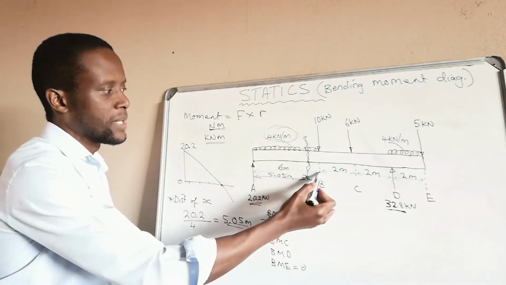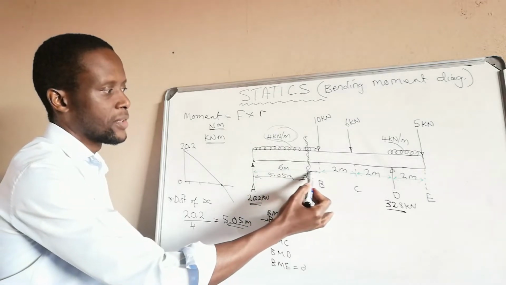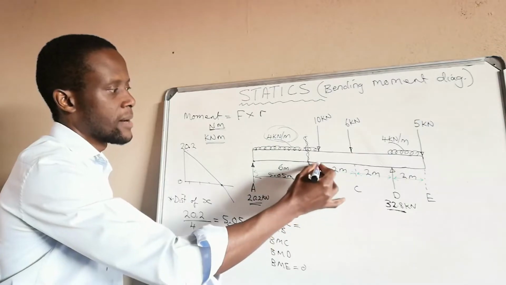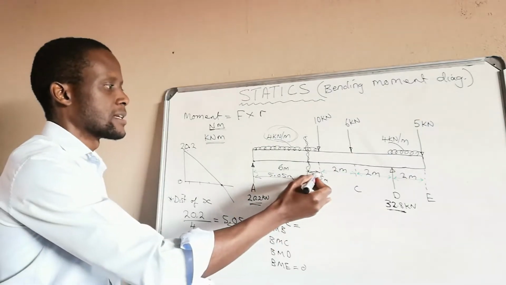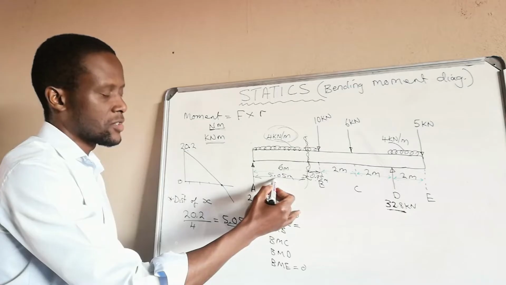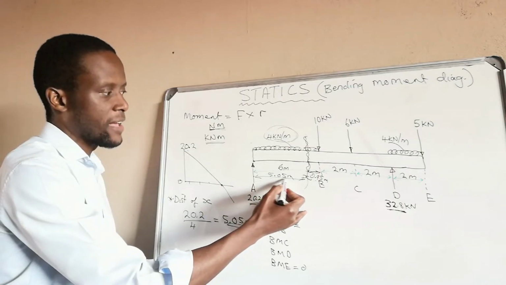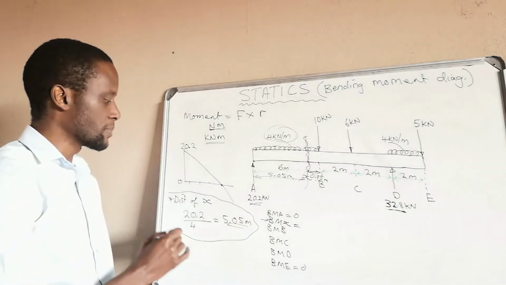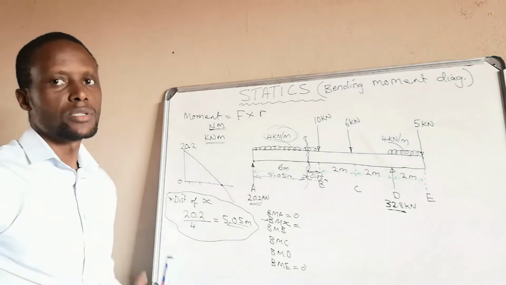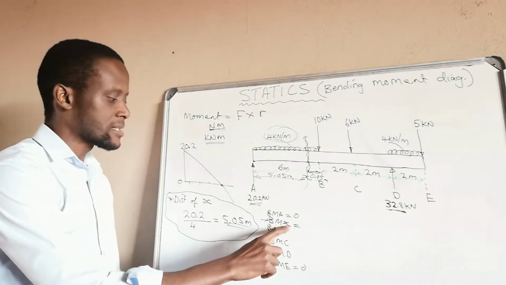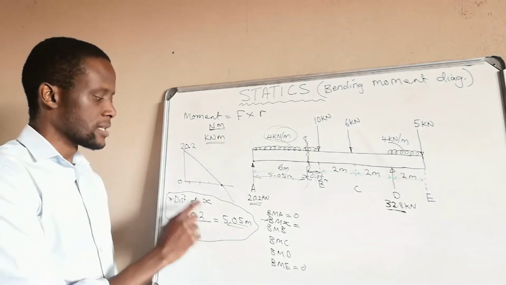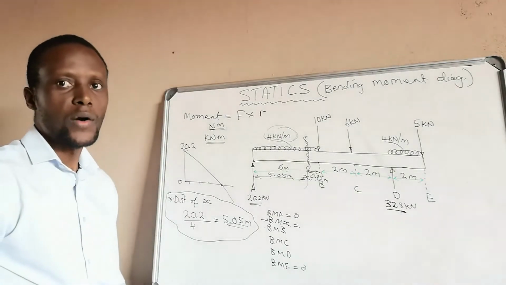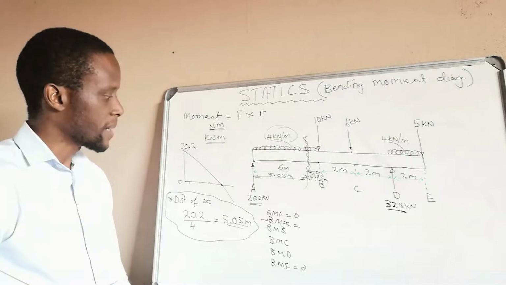From A up until B is 6 meters. So somewhere along this point we have 0,95 meters up until B. That 0,95 plus 5,05 will give us 6 meters. So that is how you calculate the distance. This is very important because we cannot resolve the bending moments at X without knowing the distance. Without that, our calculations are going to be wrong, or our diagram will not get the required marks.